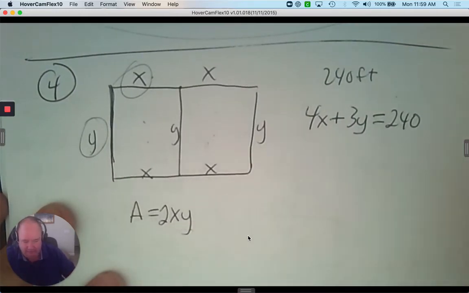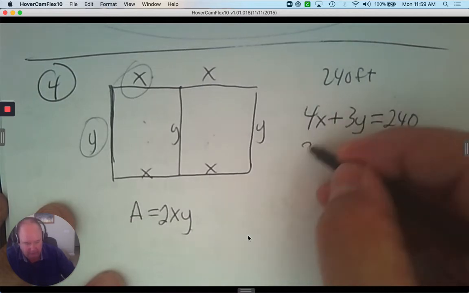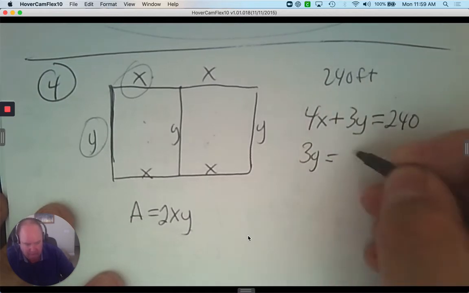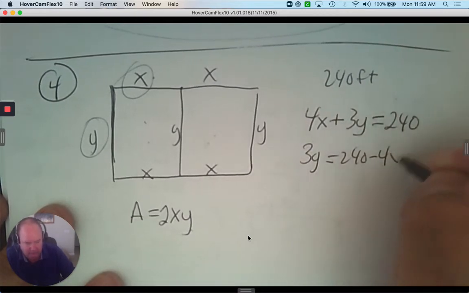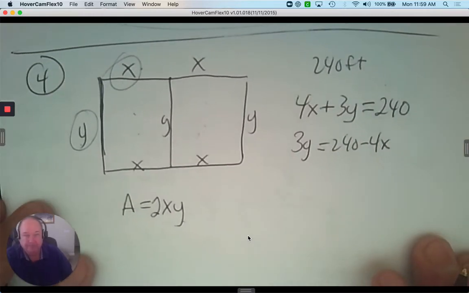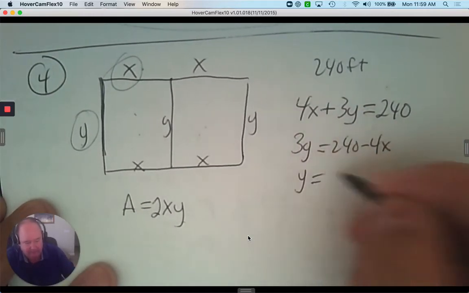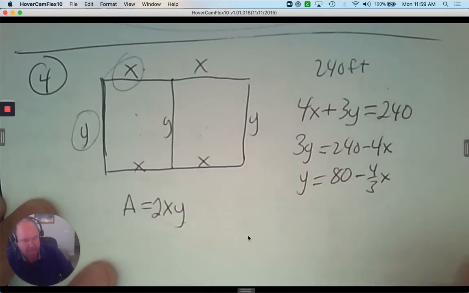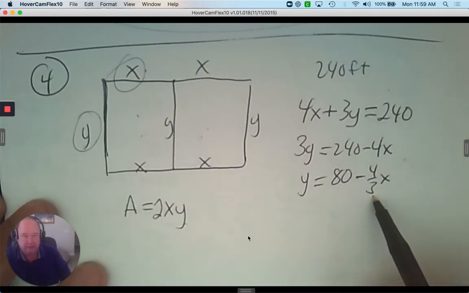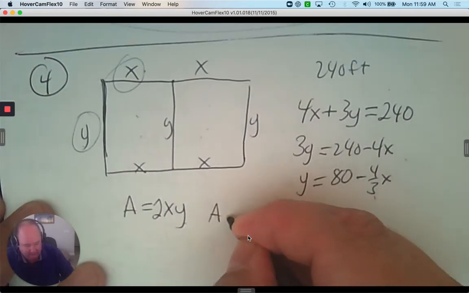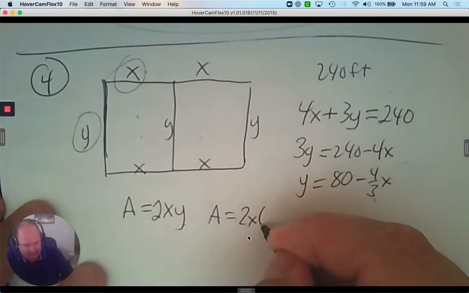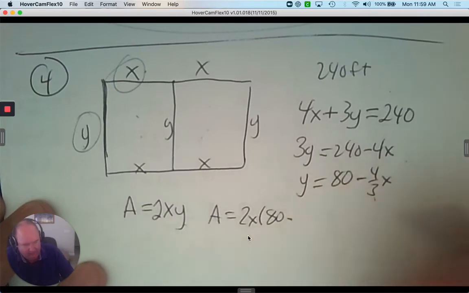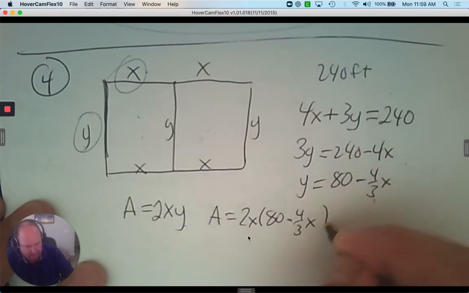So we have too many variables, so I need to solve for something here. So I'm going to solve for y and do a substitution. So I'm going to subtract 4x and then divide everything by 3. So that gives me 80 minus 4/3 x. So divide everything by 3. Then I'm going to come back here, take out the y, and have 80 subtract 4/3 x.